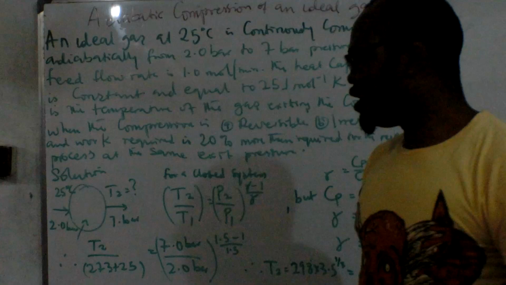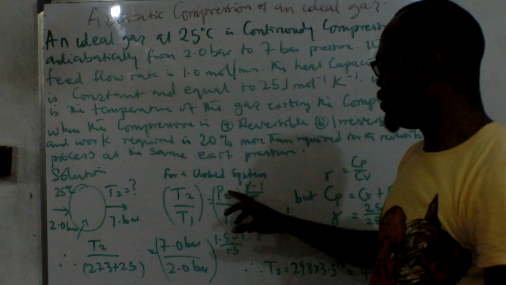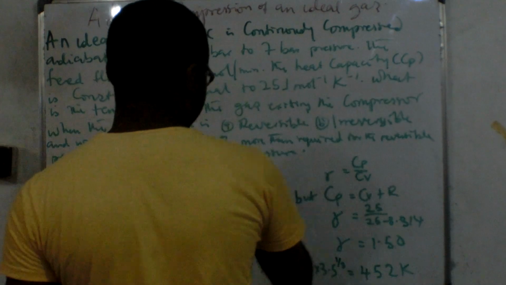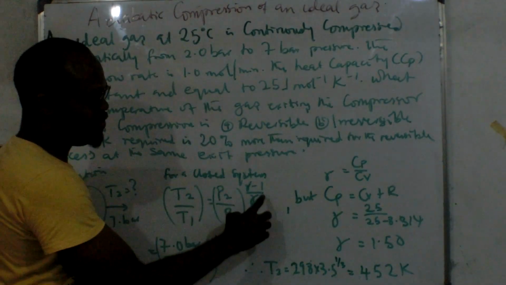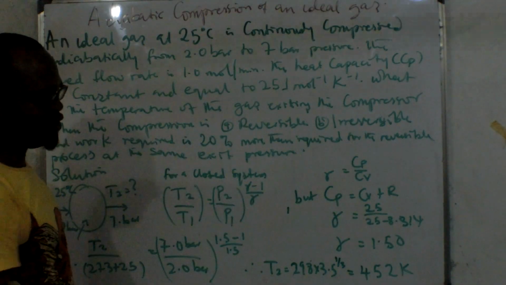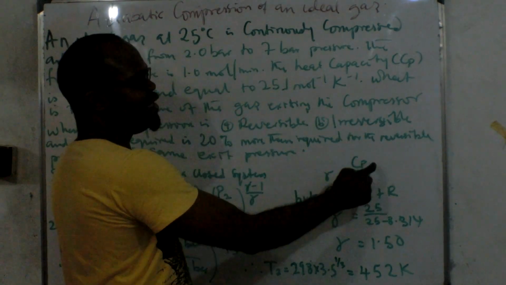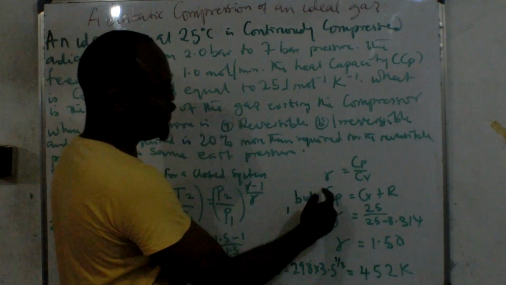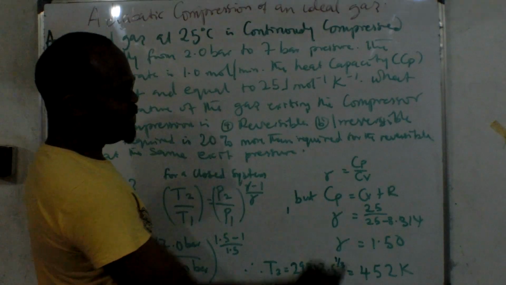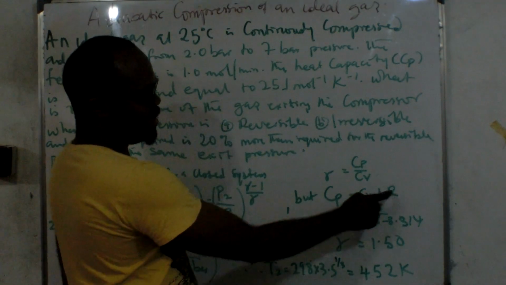So, what is the equation that you use for adiabatic compression for a closed system? You use this equation, T2 over T1 is equal to P2 over P1, all to the power gamma minus 1 all over gamma. So how do you get this gamma? Gamma is equal to Cp over Cv, very, very important. And we already know for an ideal gas that Cp is equal to Cv plus R. So, knowing that, it means that Cv is equal to Cp minus R.